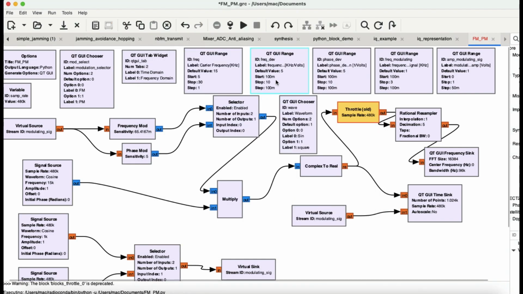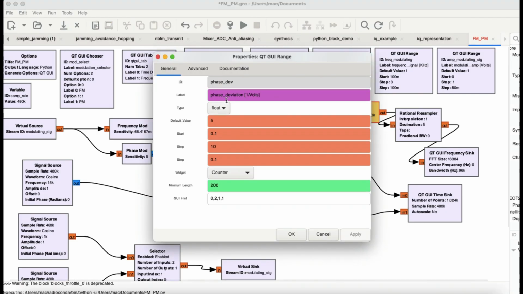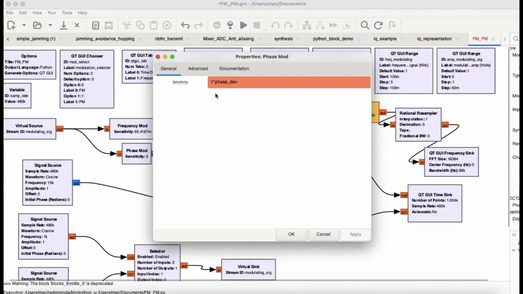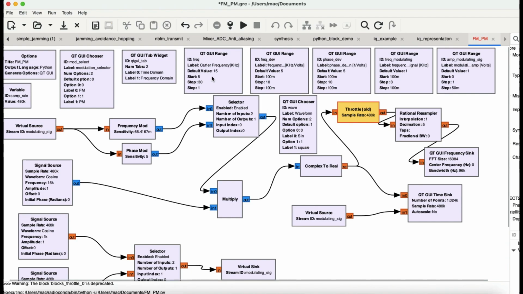So if you were to look at it, what is your phase dev? There is a change with respect to how much phase will change per volt. The default value is 5 and it's going from 0.1 all the way up to 10. So everything is going to be multiplied by 1. So 5 times 1, so 5 degrees per volt, or 5 phases per volt, you can say, is the change that you will see here. That's what it means.